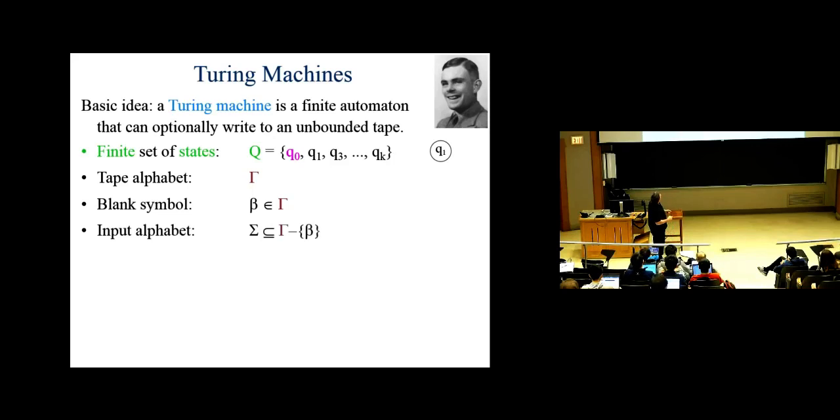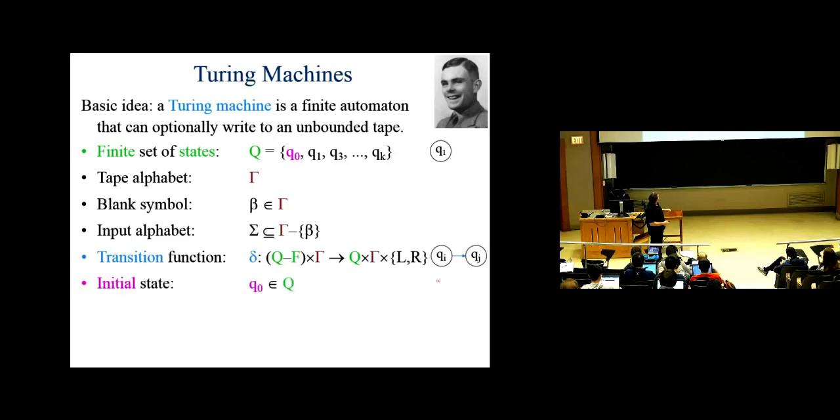So the input alphabet is still sigma, and basically we say that the input alphabet is all the characters other than a blank character, because the tape is mostly blank at the beginning. It's an infinite tape. You can go on forever, but you start at the beginning of the computation with the right-hand side or the left-hand side, depending on which direction you want to point the tape.